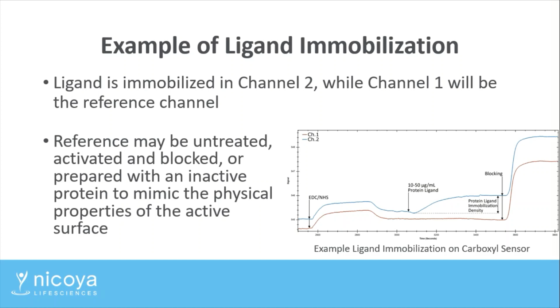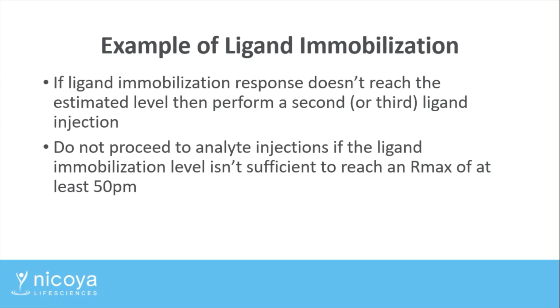Now, as was done for the nonspecific binding test, our reference channel may be either untreated, activated and then blocked, or prepared with an inactive protein to mimic the physical properties of our active surface. Now, one thing to note is if the ligand immobilization response doesn't reach that estimated level that you calculated for your Rmax, you should then perform a second or possibly even third ligand injection to get that response level high enough. It should be noted that you should not proceed to the analyte injections if the ligand immobilization level isn't sufficient to reach an Rmax of at least 50 picometers.